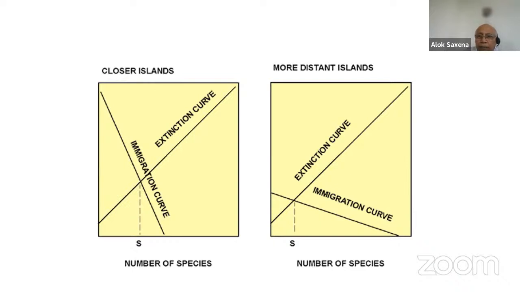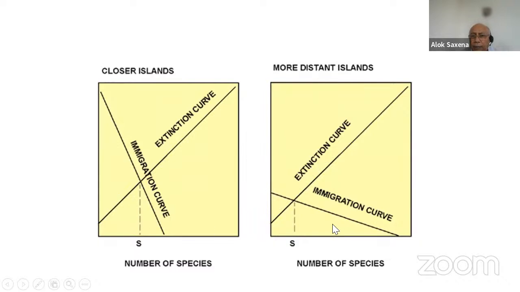What will happen here? If the island is closer to the mainland, immigration will be very, very high in the initial phase, and it will be a very sharp curve. And extinction is not affected by the distance from the mainland, so the number of species will be more on an island.